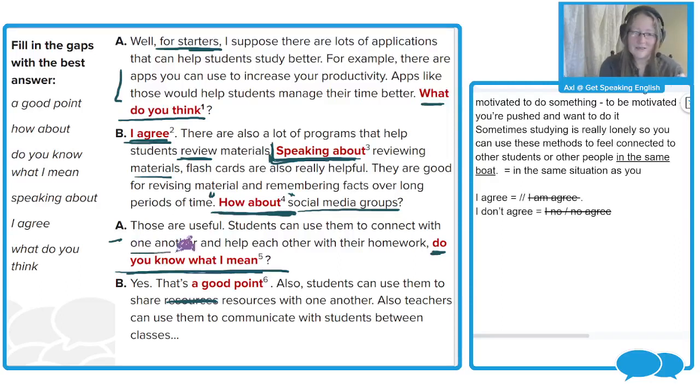We just want to confirm that the person we're talking to understands our point of view. So it's really common for us to say, do you know what I mean? Or, do you know what I'm saying? So you can sprinkle that in there a bit with your conversation, and it's a great little phrase. So, do you know what I mean? And then this person says, yes, that's a good point. So we can say that if we agree with the point that somebody brought up. So that's something we can do.